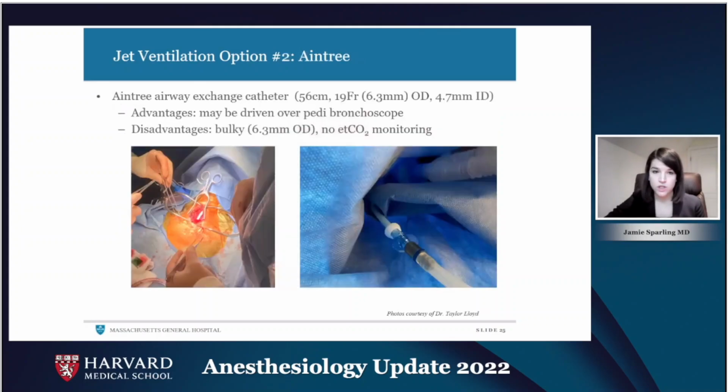The next iteration was using an Aintree airway exchange catheter. The advantage of the Aintree is that with an inner diameter of 4.7 millimeters, it can be driven over a pediatric bronchoscope and easily advanced through the LMA into the trachea. Its disadvantages were that it was bulky, impairing surgical visualization with an outer diameter of 6.3 millimeters, and there is no sampling line to ensure adequate ventilation by monitoring end-tidal CO2.